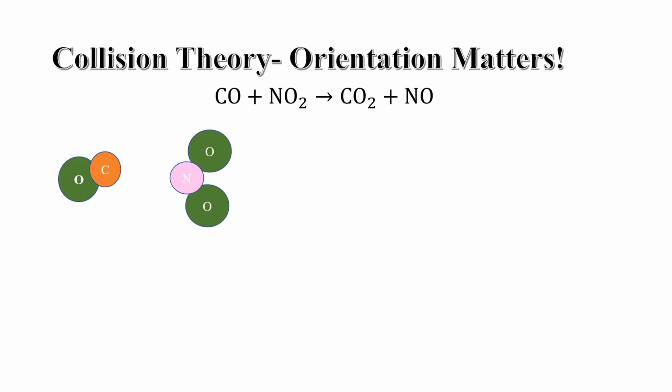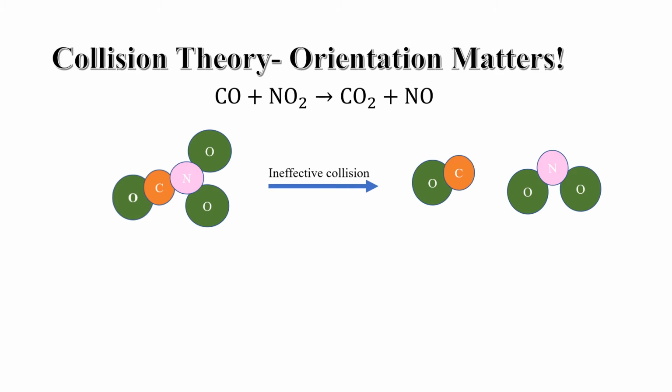Just because two molecules collide, however, does not mean the reaction will progress. If the collision that occurs is between two atoms that can't transfer electrons, you'll learn a little bit more about this concept in organic chemistry, this is called an ineffective collision, and the products do not form. Take, for example, the reaction of carbon monoxide and nitrogen dioxide to form carbon dioxide and nitrogen monoxide. Should the carbon collide with the nitrogen, no electrons will be transferred, and no products will be formed. On the other hand, if the carbon of the carbon monoxide combines with an oxygen of the nitrogen dioxide, electrons will be transferred and the products will be formed.